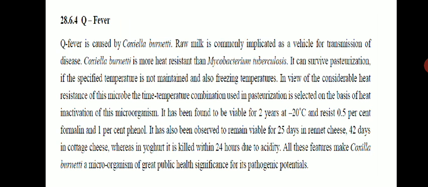and resistant to 0.5% formalin and 1% phenol. It has also been observed to remain viable for 25 days in rennet cheese and 42 days in cottage cheese, whereas in yogurt it is killed within 24 hours due to its acidity. All these features make Coxiella burnetii a microorganism of great public health significance for its pathogenic potential.